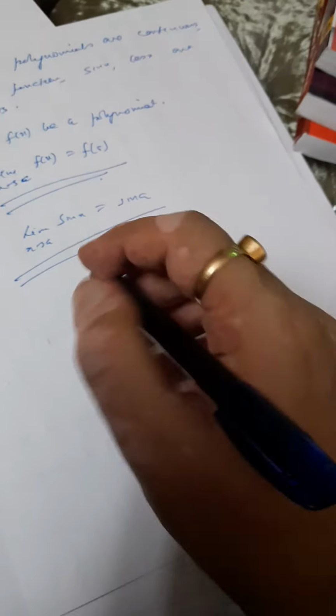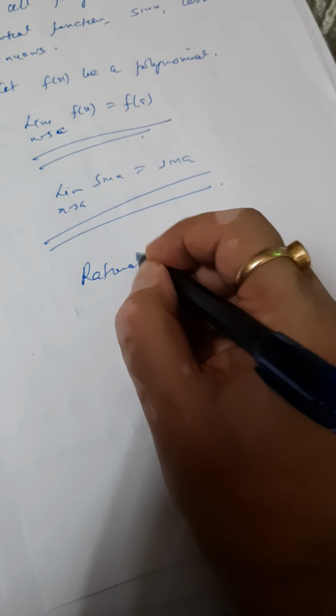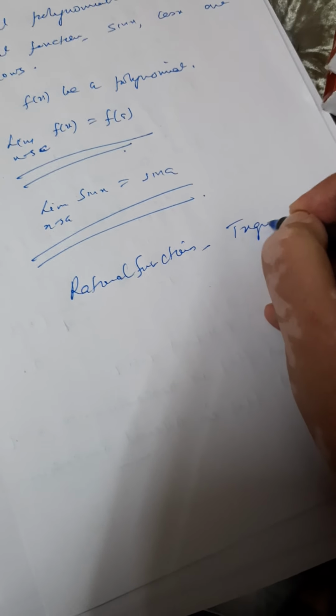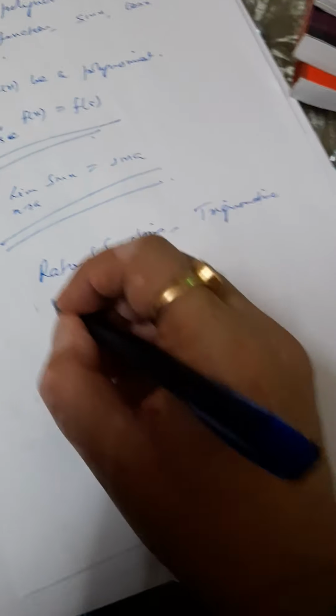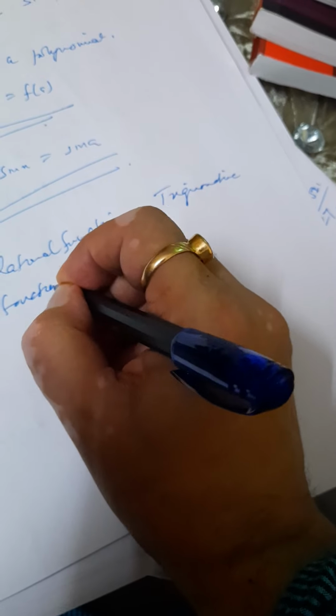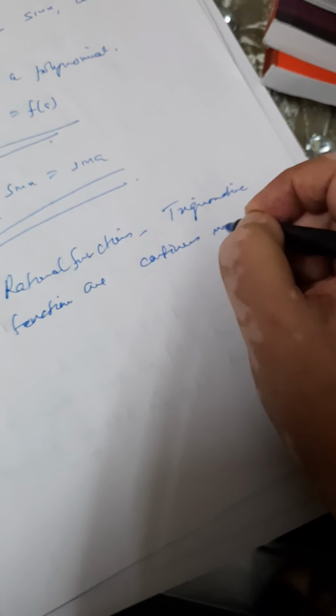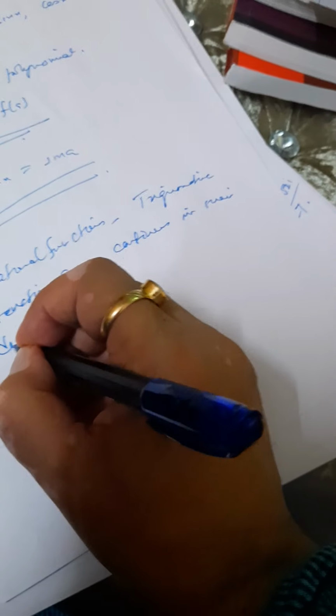Whereas rational functions and trigonometric functions are continuous in their domains.